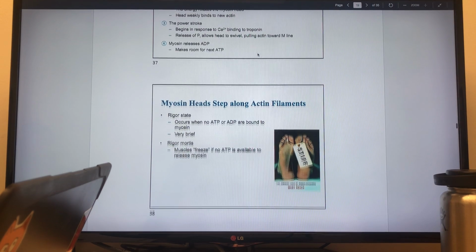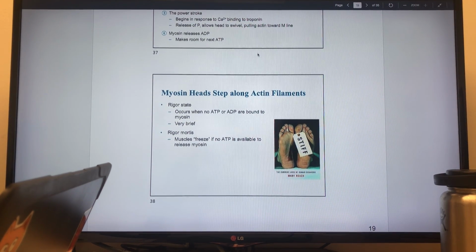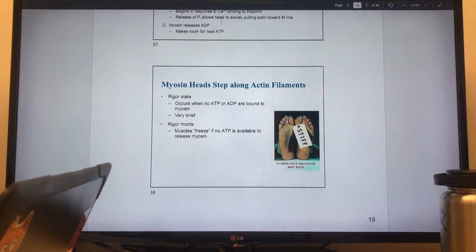While it does that, the phosphate breaks off. So now it's just ADP, right? Another ATP comes in response to calcium binding, causing the whole power stroke to happen again. And then just repeat.